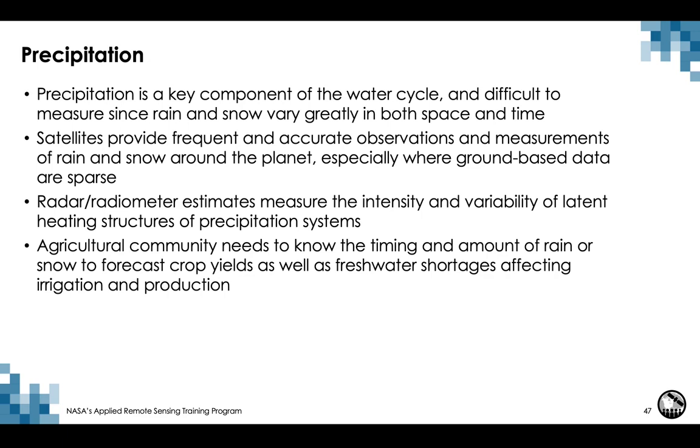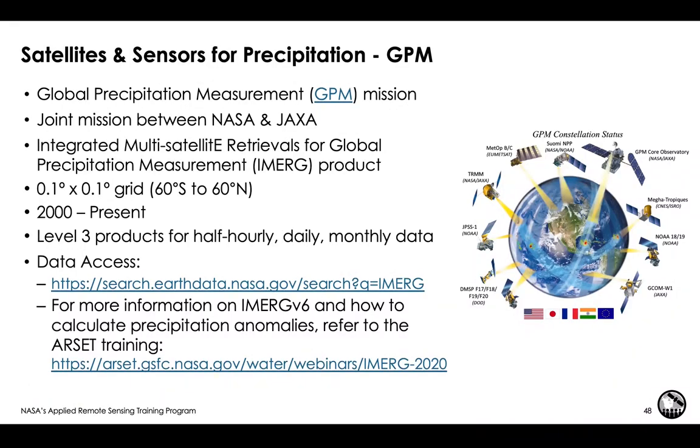The Global Precipitation Measurement Mission is a joint mission between NASA and the Japan Aerospace Exploration Agency, or JAXA. The satellite was launched February 27, 2014, and operates as the core satellite within a constellation of international meteorological satellites. GPM has been integrated with data from a global constellation of satellites to yield improved spatial and temporal precipitation estimates. The Integrated Multi-satellitE Retrievals for GPM, or IMERG, provides data products at half-hourly, daily, and monthly.